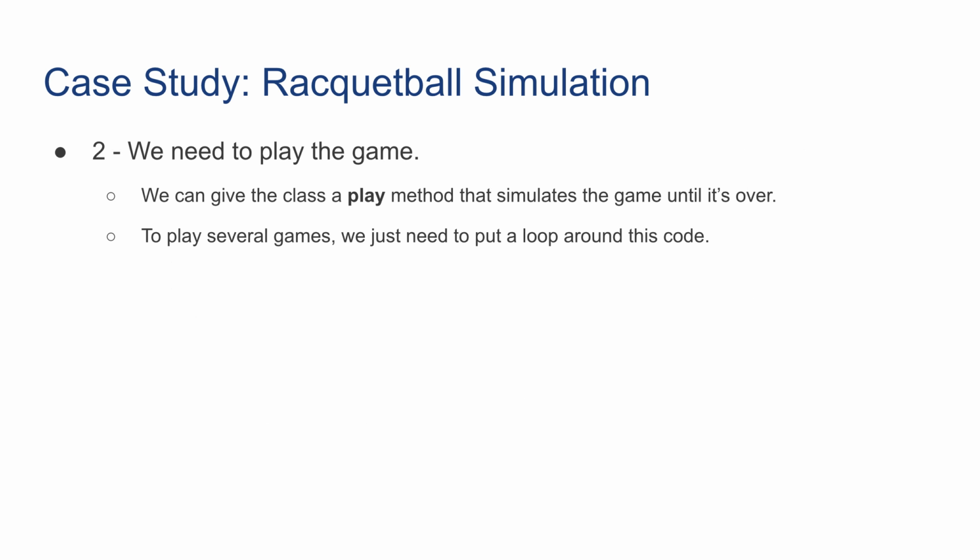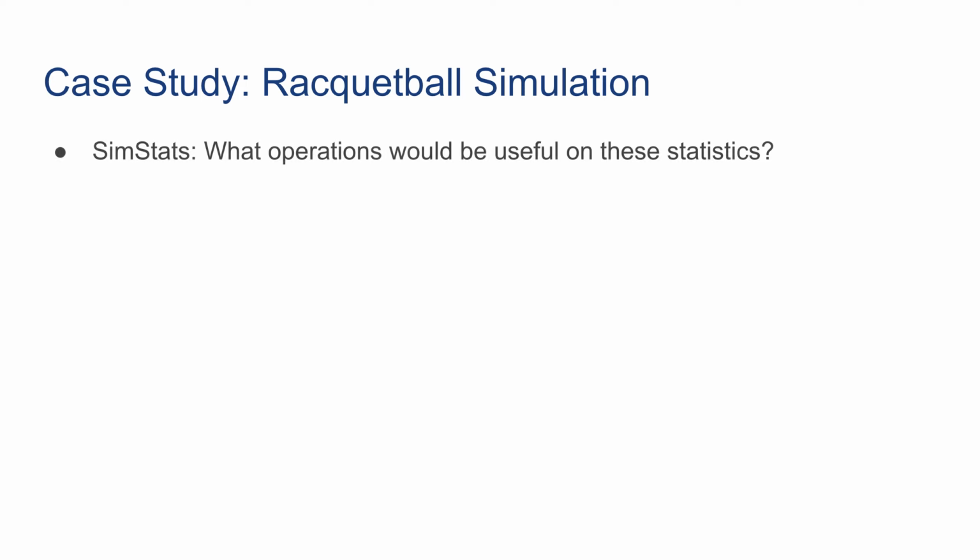Okay. So secondly, we need to play the game. We can give the class a play method that simulates the game until it's over. To play several games, we just need to put a loop around this code. And next, let's see how we can design SimStats.